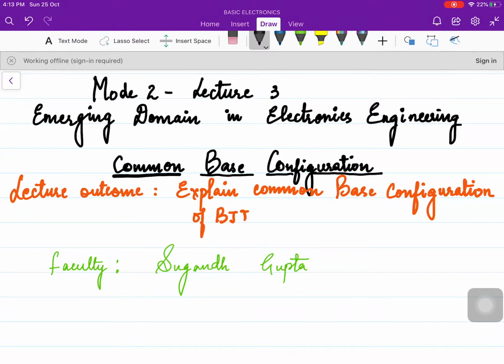Hello students, welcome to the third lecture of Module 2 in Emerging Domain in Electronics Engineering. In today's lecture, we will discuss and understand common base configuration of BJT.